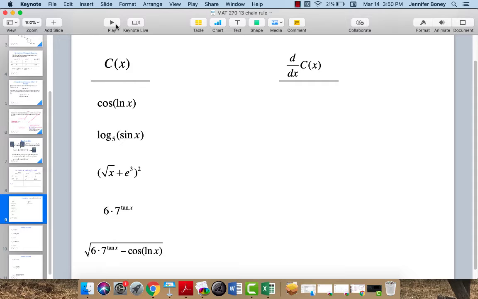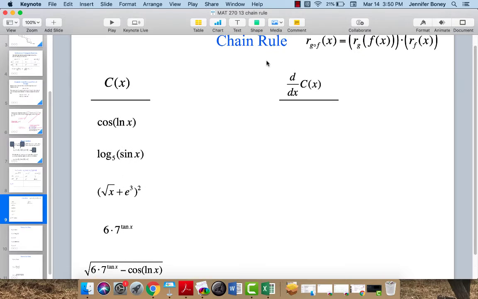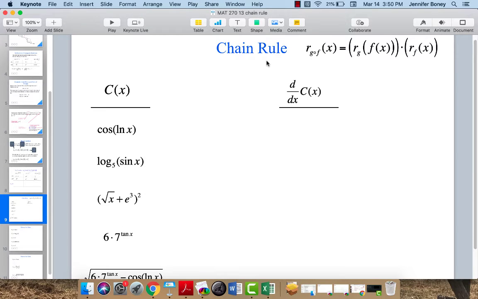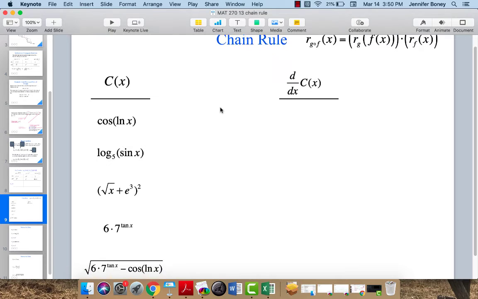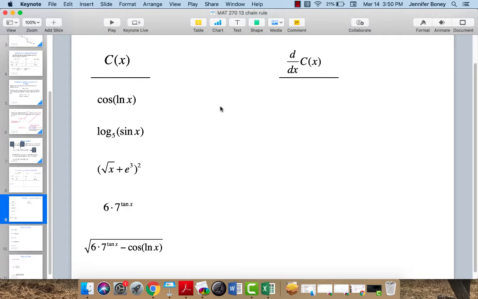I'm just calling them all c of x for right now, and on the right we're going to try to write out the function that is the derivative of c of x, also known as c prime of x, or r sub capital C of x. In any case, all of these use chain rule at some point in time.